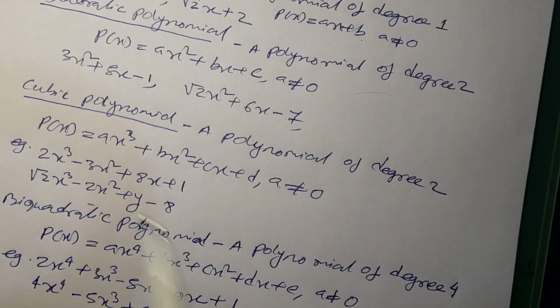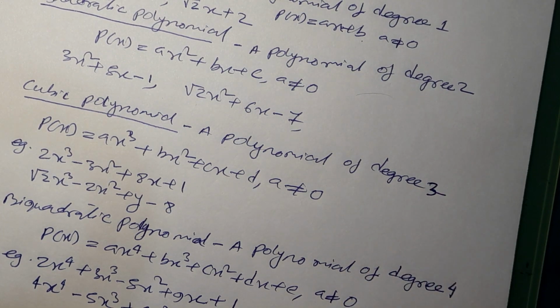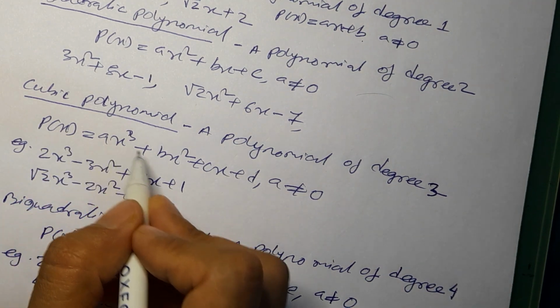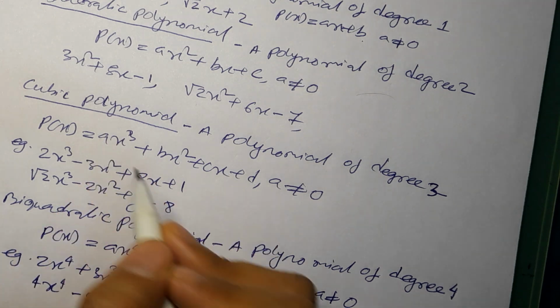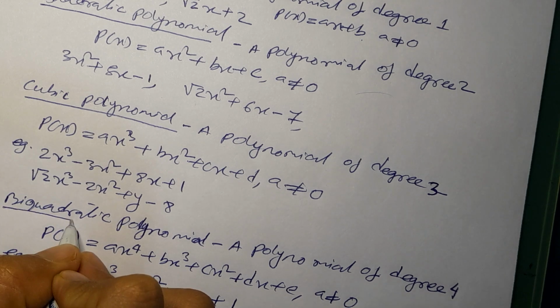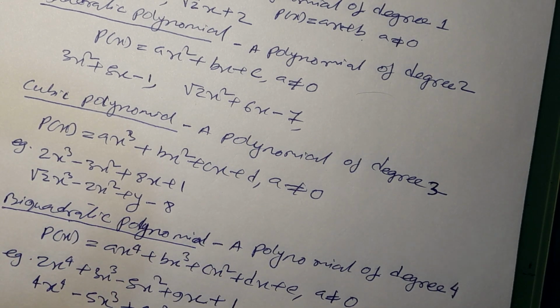And cubic, its highest power is 3. Sorry, I made a mistake. When the highest power is 3, it is a cubic. General form, p of x equal to ax cube plus bx square plus cx plus d. The front part cannot be 0. A polynomial of degree 4 is a biquadratic. Highest power 4, and a cannot be 0, meaning the coefficient of x to the power 4 cannot be 0.